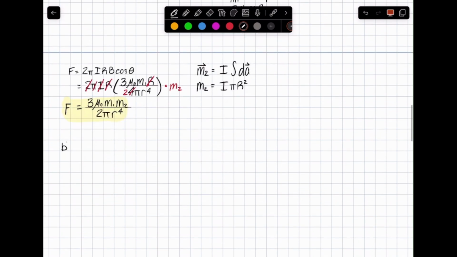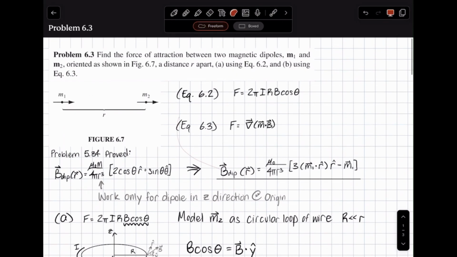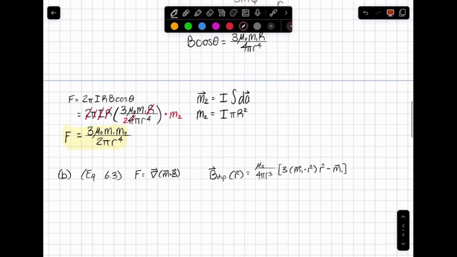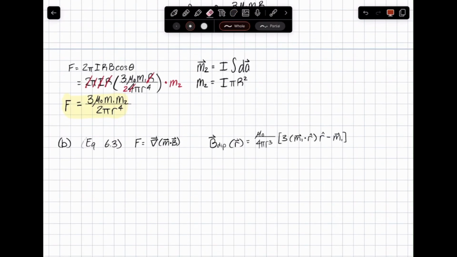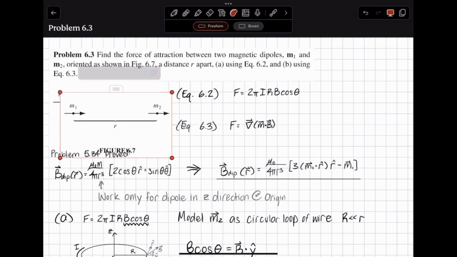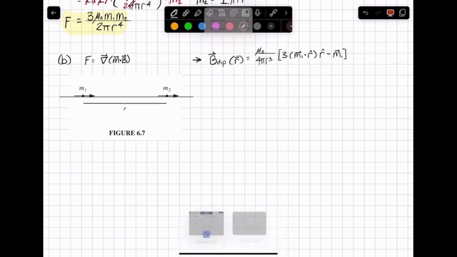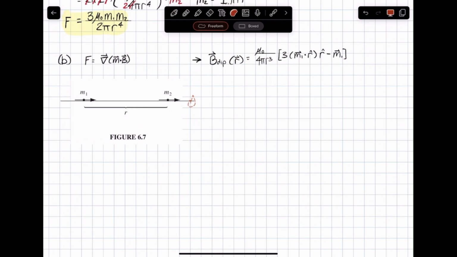Now on to part B. Let's bring over the important equations here. Okay, now the nice thing about this equation, equation 6.3, is that we have a magnetic dipole within it, right? So we're allowed to model M2 as a dipole. Let me bring down the figure here as well, so we really get a clear picture. And again, we need these dipoles to be on the z-axis.